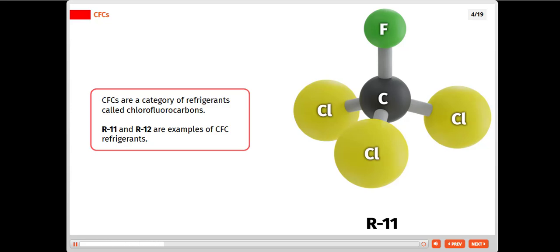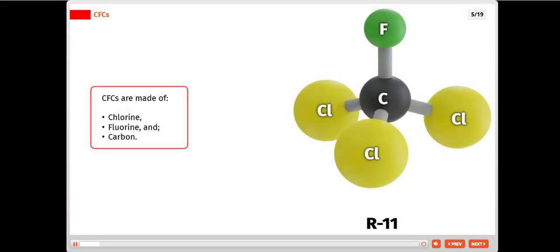CFCs are a category of refrigerants called chlorofluorocarbons. R11 and R12 are examples of CFC refrigerants. CFCs are made of chlorine, fluorine, and a carbon.